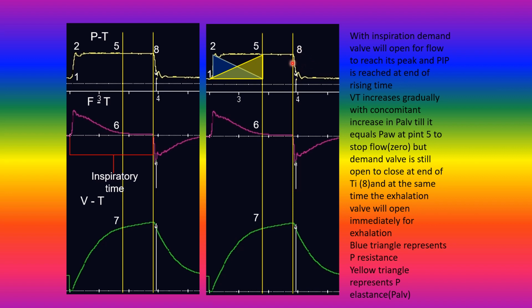At the end of inspiratory time, the demand valve will close and the exhalation valve will open for the release of this tidal volume. So this is the flow. And the function of this exhalation valve is to keep the PEEP constant. So the flow continues so long as the PEEP is constant at the preset value. When the flow ends, the demand valve will close and does not allow the PEEP to drop.